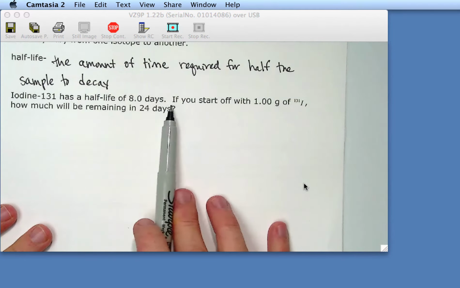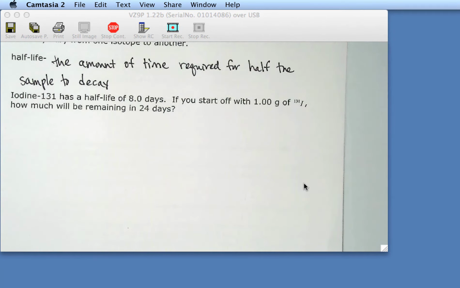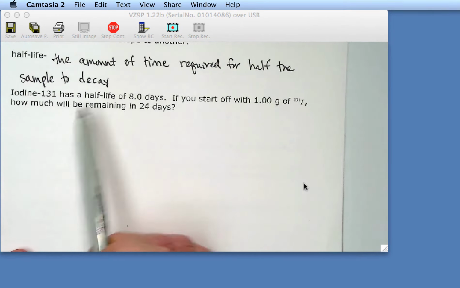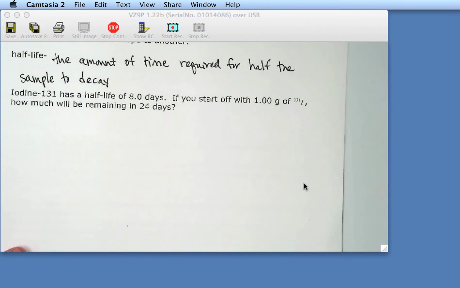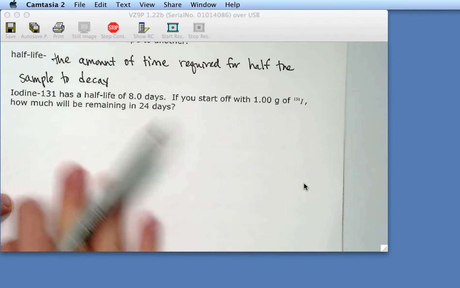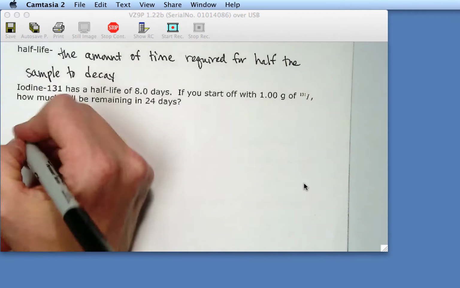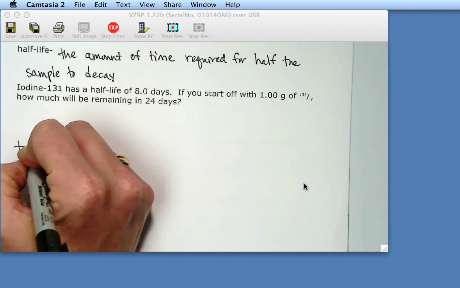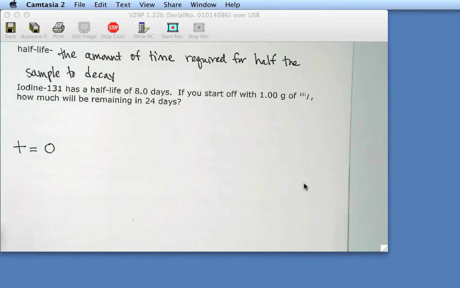Okay, so now with this question, you kind of get an idea of what would happen in 24 days for iodine-131. I'm going to show you a very systematic way to set up these equations. Please follow it. I have set it up this way after watching years of students make mistakes. So whenever you approach a question like this, start out with time equals 0.